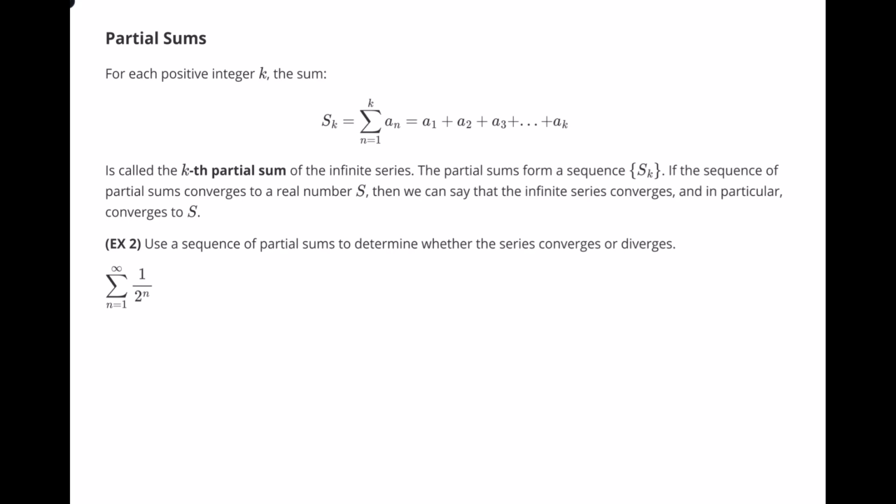Before we can really explore what's going on with infinite sums, let's take a moment to start talking about just partial sums. So for each positive integer k, the sum s sub k, so that's our partial sum, is equal to the sum of n equals 1 to k, which is some finite value, of a sub n, which would be the sum of the first k terms. All right, now that's known as the kth partial sum of an infinite series, and that set of partial sums in itself can form a sequence.